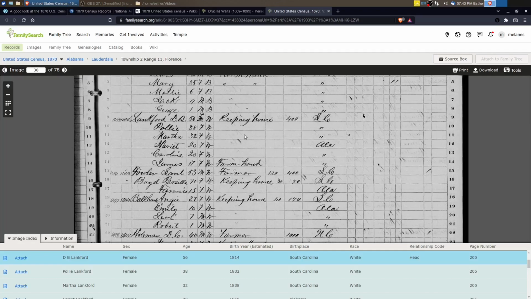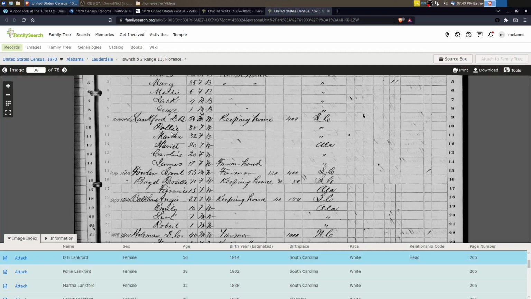The other thing you may notice about this family group is you have Drucilla, the mother, and then all of her daughters are here. And then their youngest son, James, who would have been about 7 in 1860, is 17 now, and he's listed as a farmhand. So he was helping the family. None of the daughters appear to be married. The oldest, Polly, is 38 years old, and Martha, 32, Harriet, 20, Carolyn, 20. And that's not a discrepancy. Those two girls were twins.